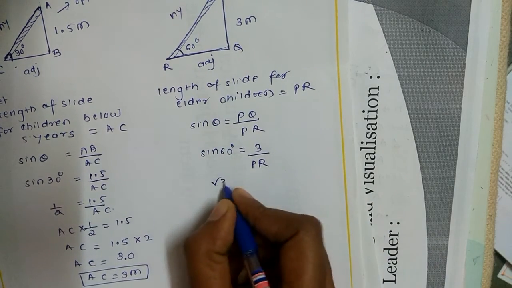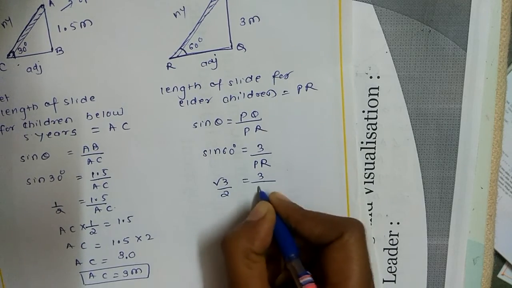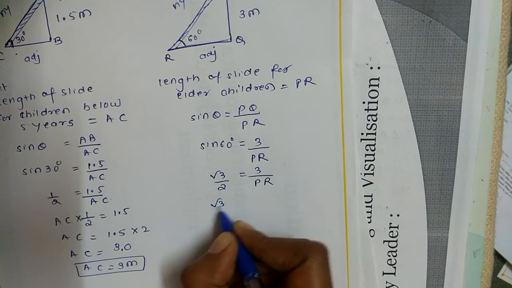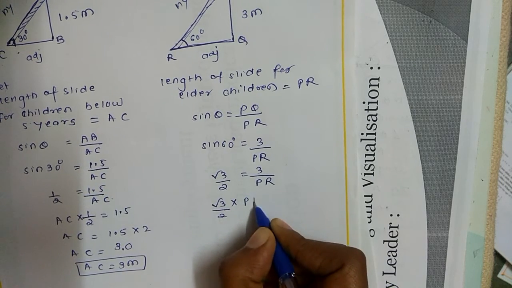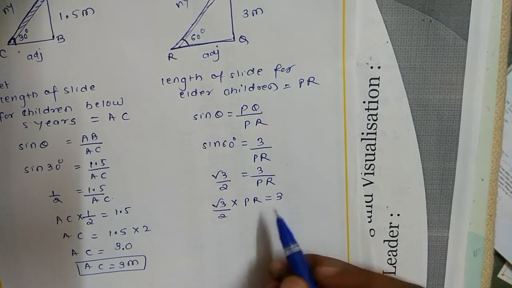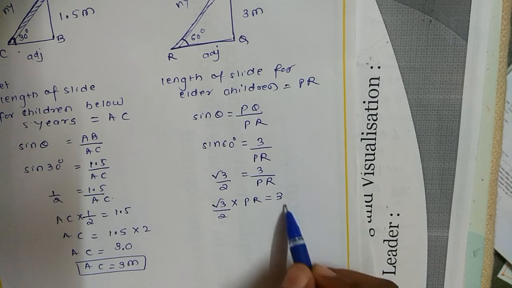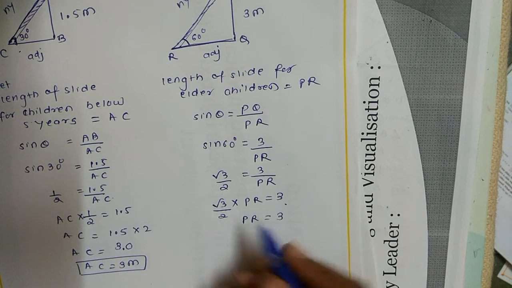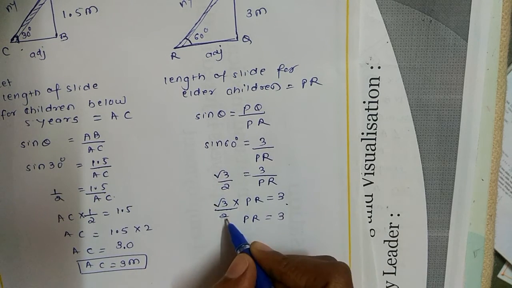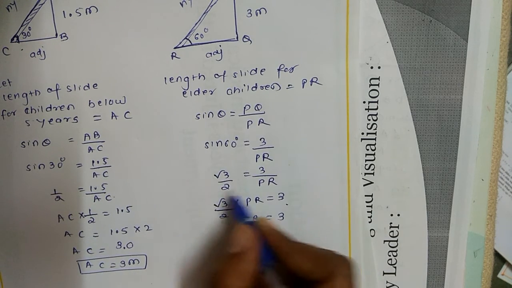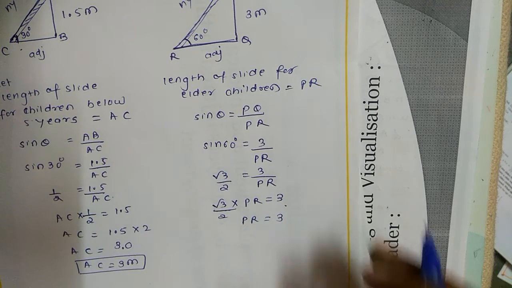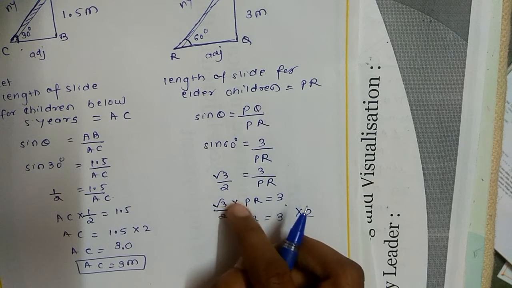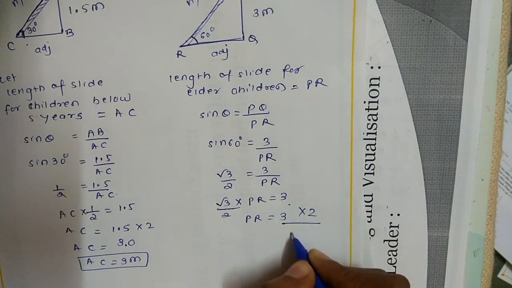Sine 60 is root 3 by 2 equals 3 upon PR. So we need to find out PR. So we'll bring PR to this side. Root 3 by 2 into PR equals 3. So we have to find the value of PR. So root 3 and 2 we have to shift to the other side. PR will stay as it is, 3 also as it is. This divide by 2. Now these are all on the LHS, we have to shift them to the RHS. So division becomes multiplication, and this into root 3 will become divide by root 3.